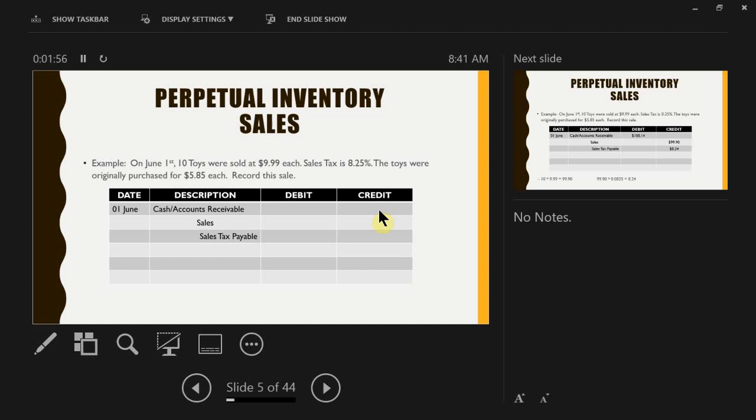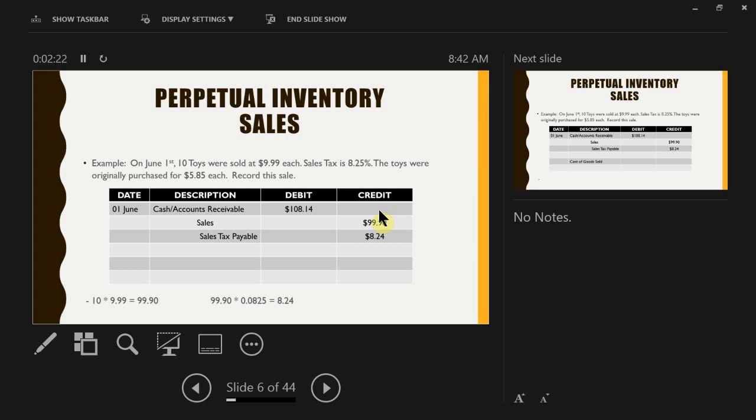We're going to assume that we're collecting cash, our total sales plus our tax, which we've calculated already. So 10 toys at $9.99 is going to be $99.90 plus $8.24 gives you $108.14. All right.